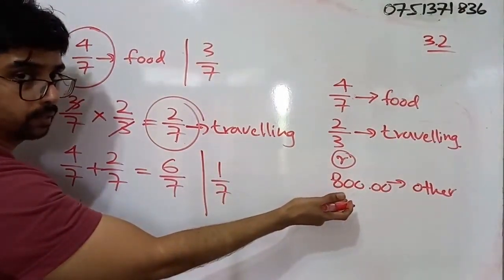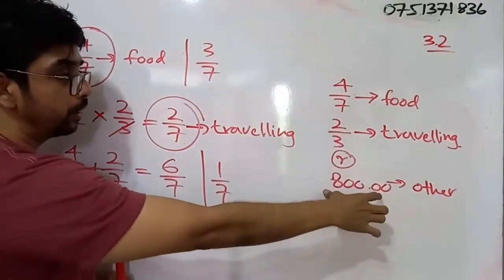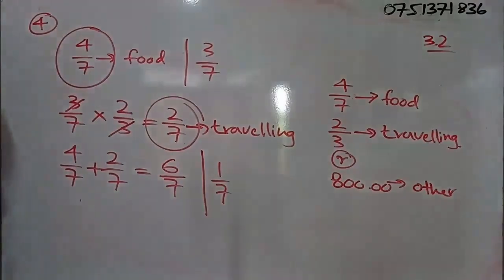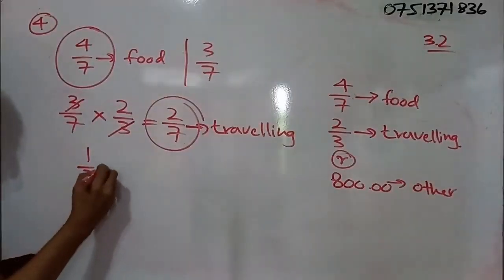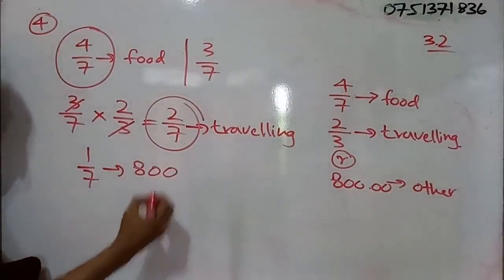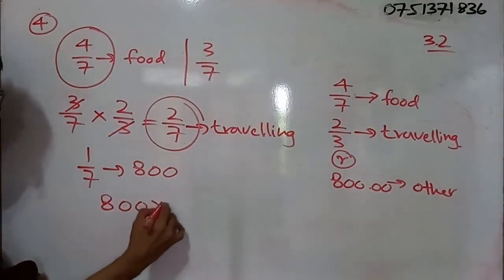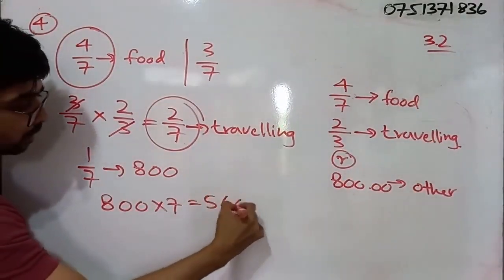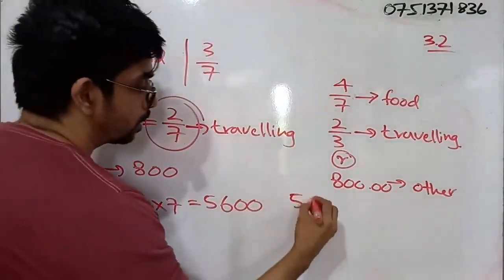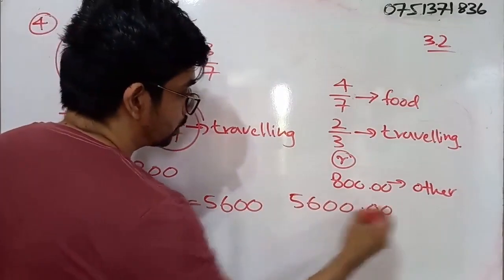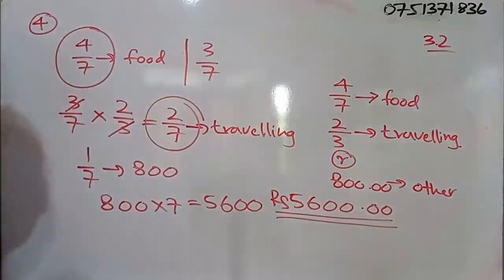800 rupees. Isn't it? After doing these two, what the remainder went to in the end, that was for expenses. Right? So we can easily say 1 by 7, that is equal to 800 rupees. Then what is the total amount? 800, we have to multiply that by 7. So what do we get? 5600. So what is the amount in rupees? 5600 rupees. Don't forget the unit, huh? Otherwise you won't be getting the full marks.